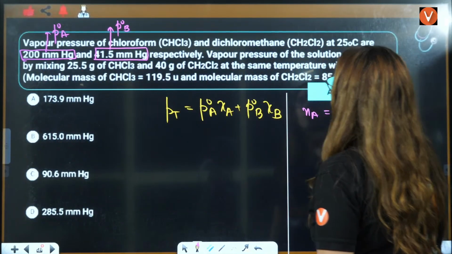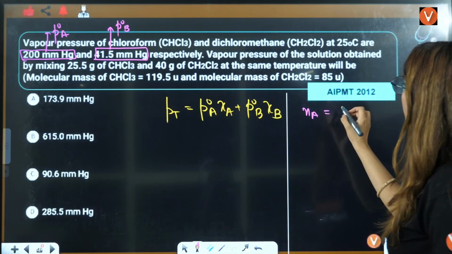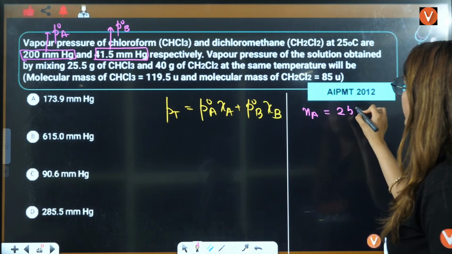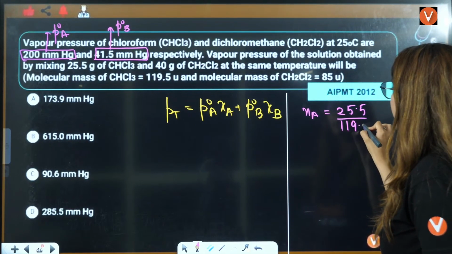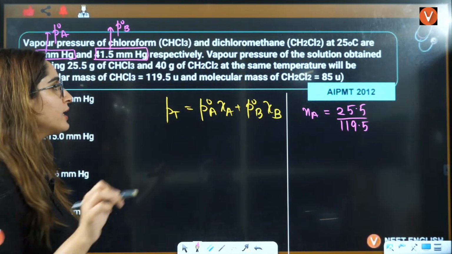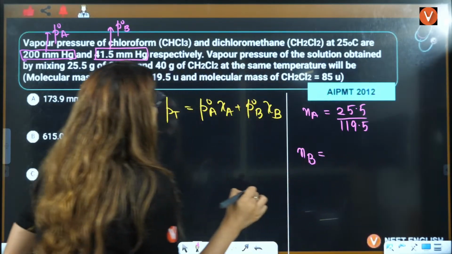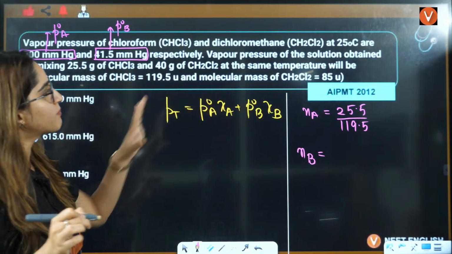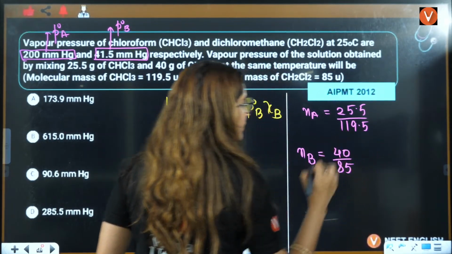First, you tell me what is the number of moles of A. Number of moles of A is chloroform, its mass is given to be 25.5, molar mass is 199.5. If they don't give you, you should calculate. You should be able to calculate that, right? Now, what is the number of moles of B? That is given as 40 gram and mass is 85, right?